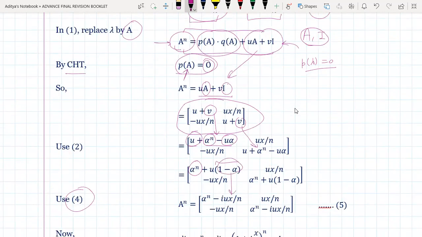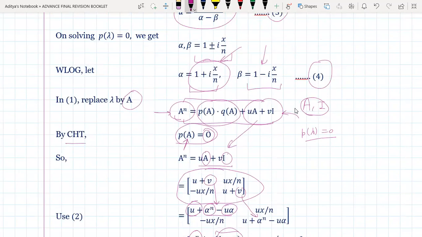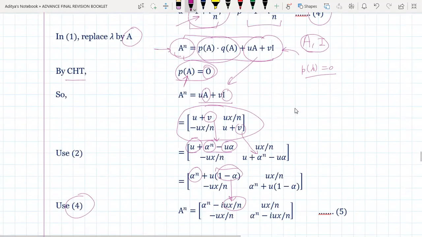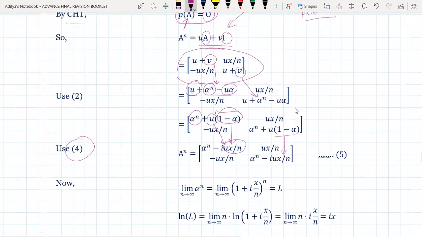minus x by n. So it's very easy to observe that 1 minus alpha would be minus iota x by n. So that is what we have substituted. U was already there actually, so minus iota into x by n. So that is exactly what we have done here as well. Now we are calling this equation number 5.